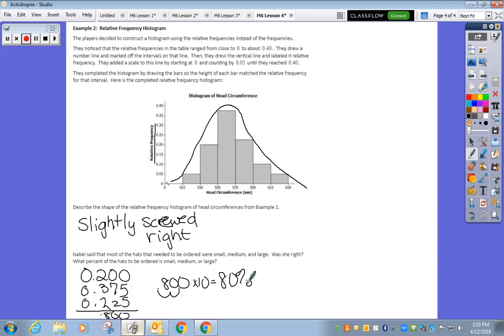So it was 80%. It's asking, if she's saying most were small, medium, or large, was she right? We have 80% of the hat sizes being small, medium, or large, and I would say that's most. So yes, she was correct.